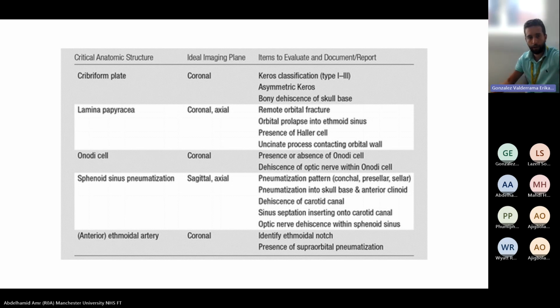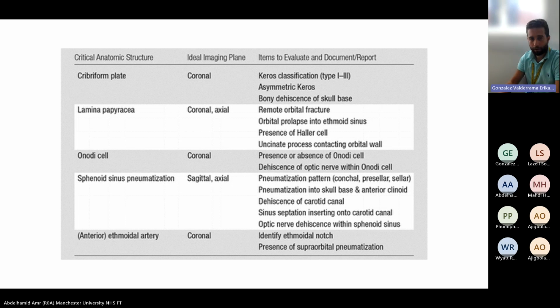CLOSE stands for C for cribriform plate, and it's best assessed on a coronal view, where we look at the depth of the olfactory fossa. It's classified by Keros into 3 types, actually 4, with the 4th being asymmetric. With type 4, if you're not careful, you're more likely to cause damage to the cribriform plate, leading to a CSF leak.